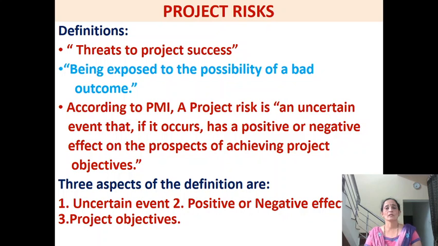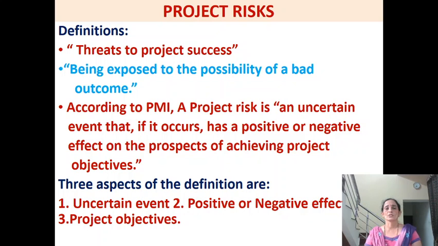Anything may happen at any time, even while taking up a project. Even in our day-to-day life also, anything may happen at any time. That is why we say that life is exposed to risk. Properties are exposed to risk. There is uncertainty everywhere. So project risk means an uncertain event, and if it occurs, it has both positive or negative effect on the possibility of achieving project objectives.